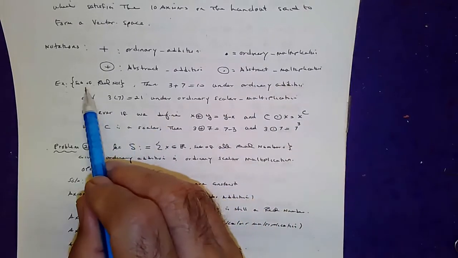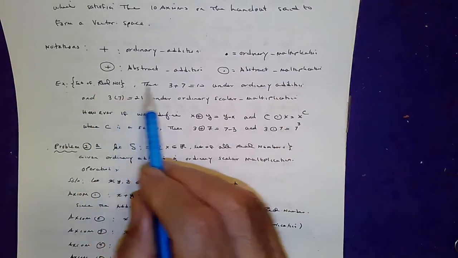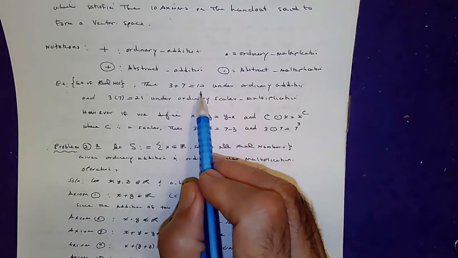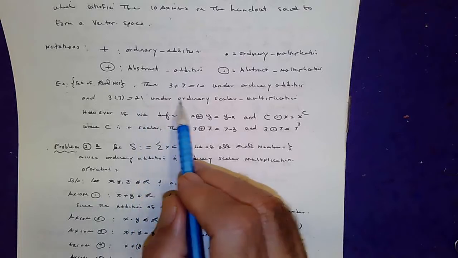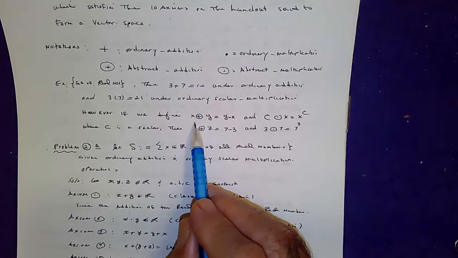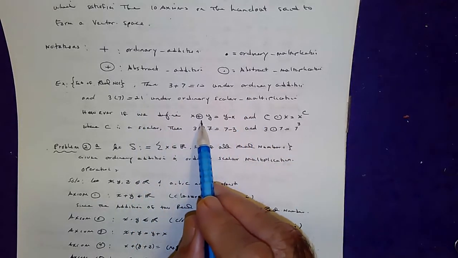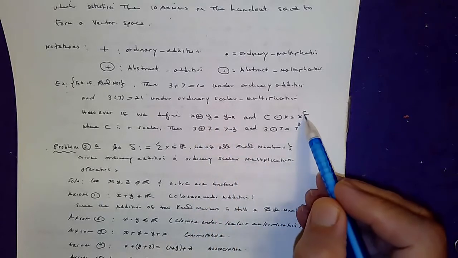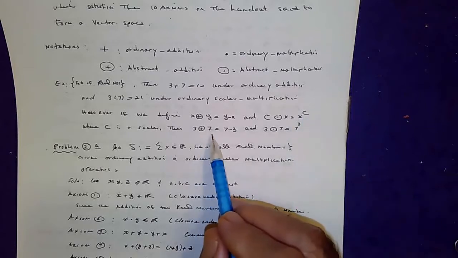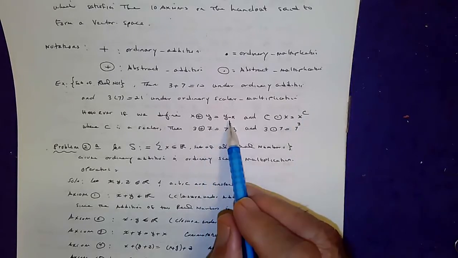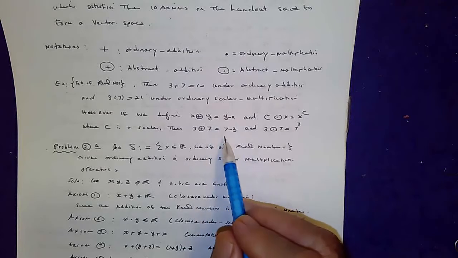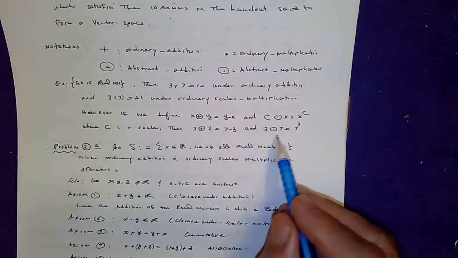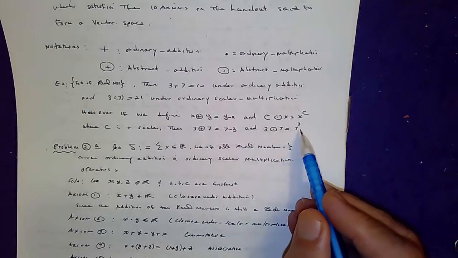multiplication. For example, let's say you have the set of real numbers. In ordinary addition and multiplication, 3 plus 7 is 10, and 3 times 7 is 21. However, if I define my addition as x plus y is equal to y minus x, and c times x is x to the power of c, then 3 plus 7 is no longer 10, according to my definition of the addition operation it is 4, because that's how it's defined. And 3 times 7 is not 21, it is 7 to the power of 3.